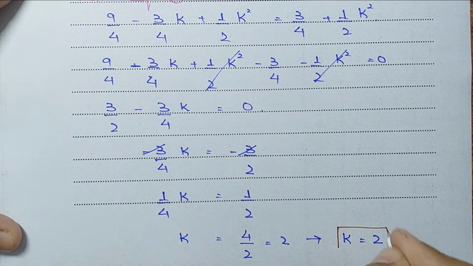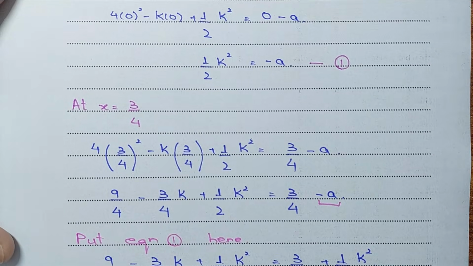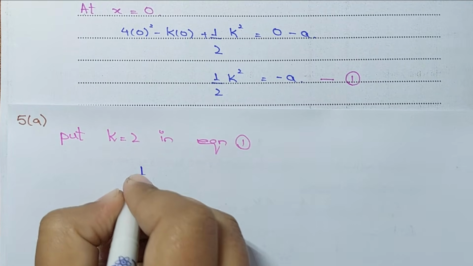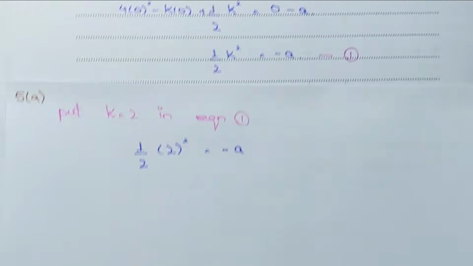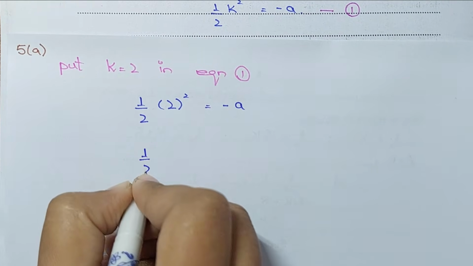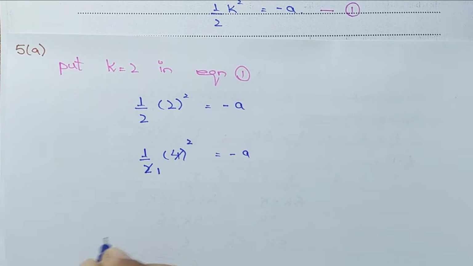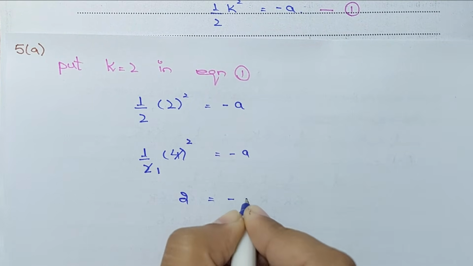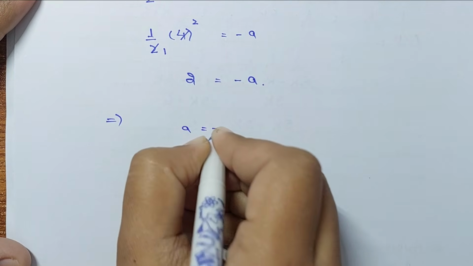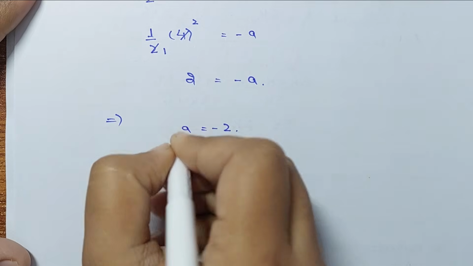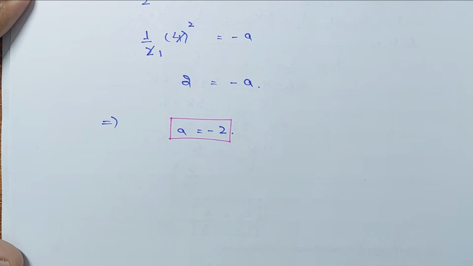We got k which is equal to 2. Now substitute this k value into your first equation and solve for a. Now put k value: 1 over 2, k is 2, square, equals minus a. So this is 1 by 2, 2 square is 4, this is minus a. 2 times 1 is 2, 2 times 2 is 4. So 2 equals negative a. So what is a? The a value is negative 2. A is negative 2 and k is positive 2. These are the values for a and k.